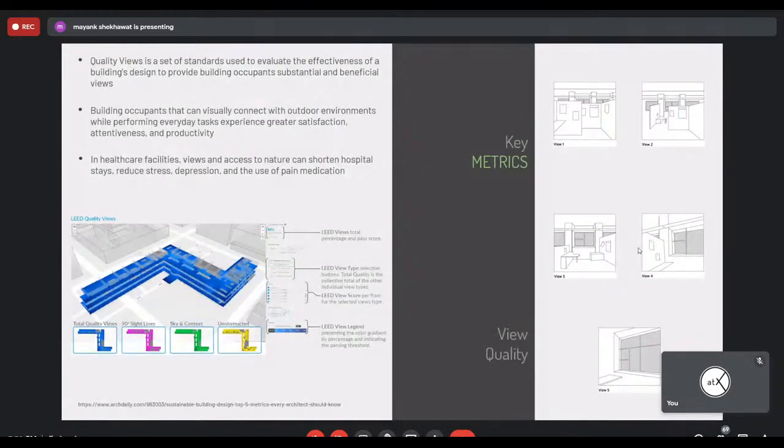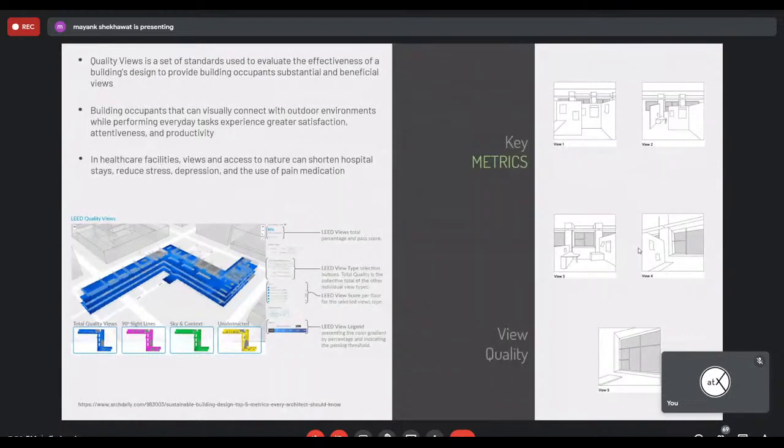Now, this is the last one that we look at, and this is my favorite one because, at least when I'm designing, I always keep this one as one of my top priorities. I don't know, it's probably a personal thing. I just enjoy having good views. So the fifth and the final metric we will discuss is quality views.